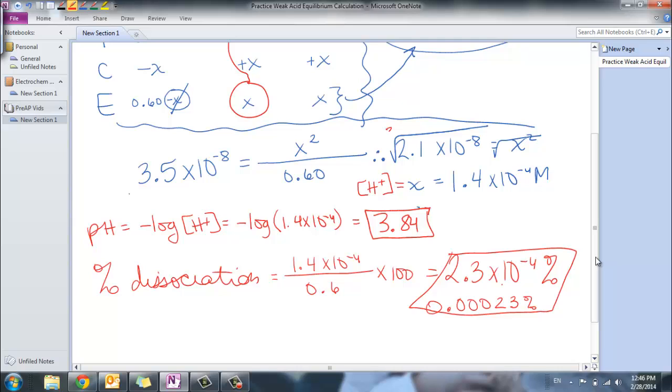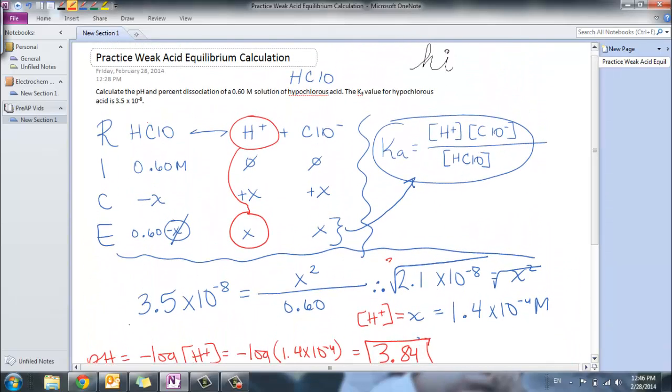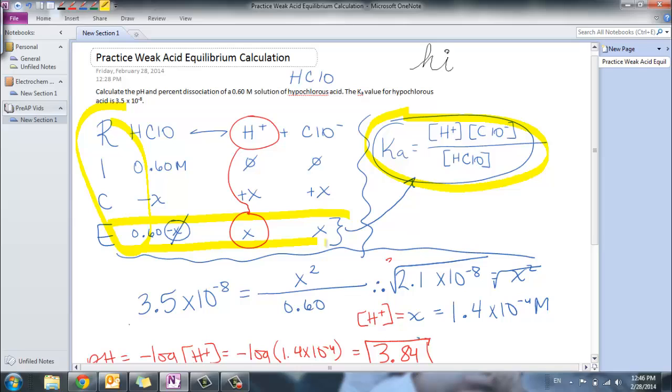So that's the main idea on how to work a weak acid equilibrium problem. Set up your rice table. That's going to be one of your first most important things. Also, always write the K expression, and then remember that you take your equilibrium values and substitute those into the K expression. That's the way to get started on any weak acid problem.